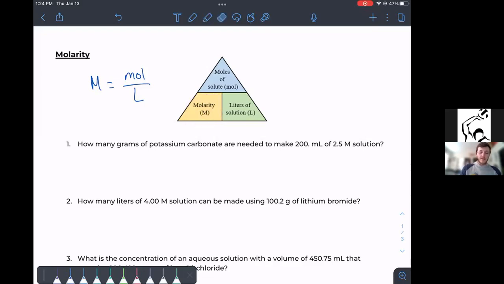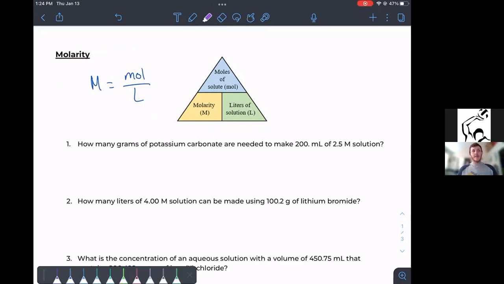If you're solving for the liters, we cover that up, and now we're solving for moles divided by molarity, which gives us the liters. If we cover up the moles, then we solve for moles using molarity multiplied by liters. So that's just a helpful way to remember how to solve for each of the three parts, or we can just remember the equation: molarity equals moles divided by liters.